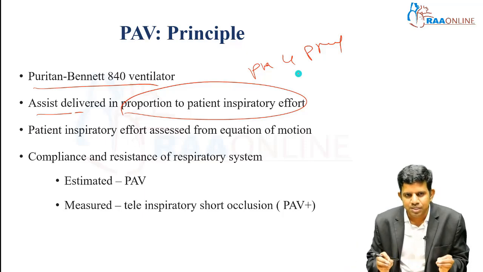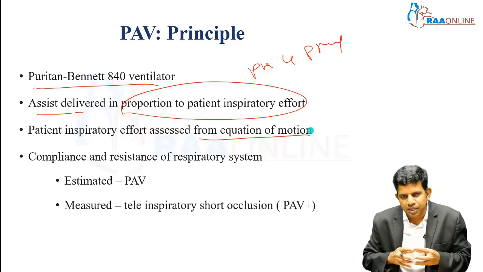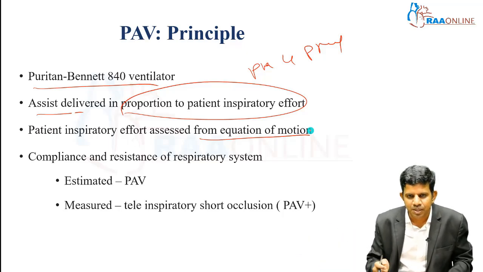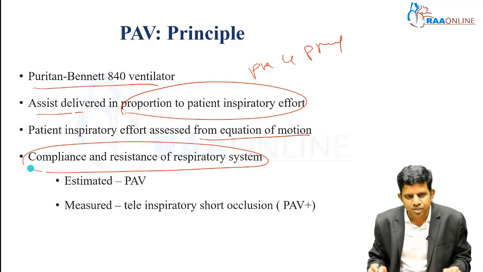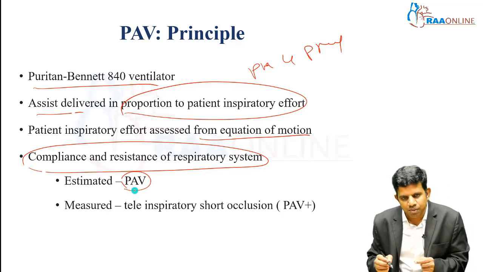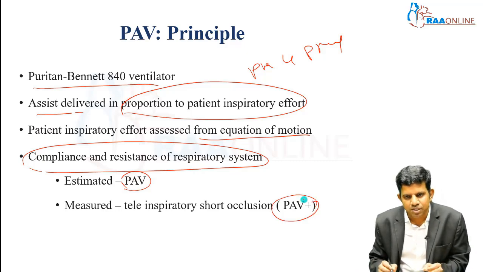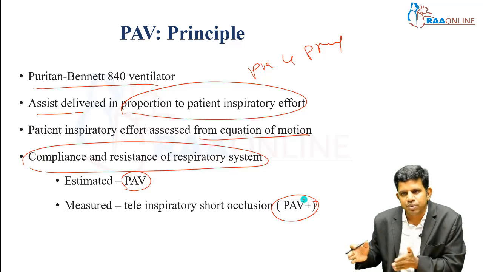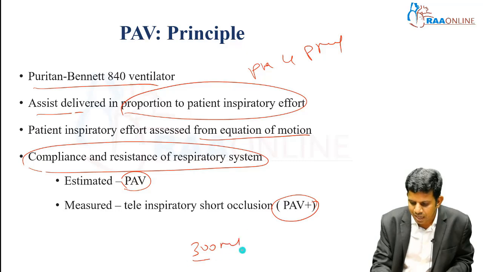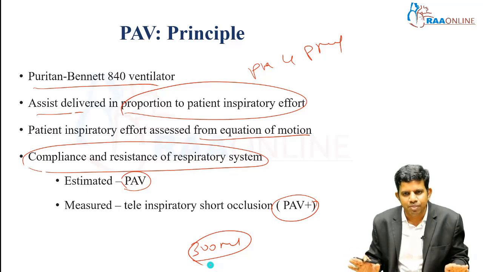I already discussed how it works based on the equation of motion. So, how is the ventilator assisting based on the patient's inspiratory effort, resistance and compliance? There are two methods. One is estimated, called proportional assist ventilation, PAV. The other is measured, called proportional assist ventilation PAV plus. What will that ventilator do? Every 8 to 10 breaths, it gives a short inspiratory pause of 300 milliseconds and measures compliance automatically. This is called PAV plus. Most modern ventilators only have PAV plus.